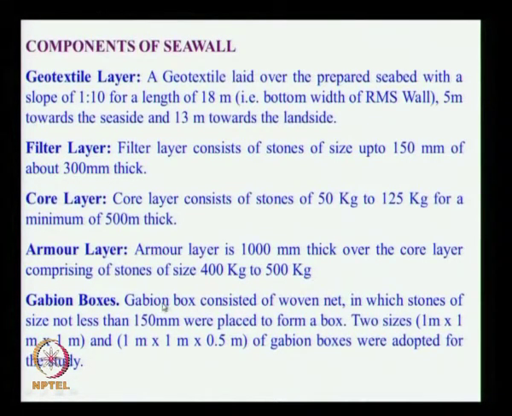Then we have provided Gabion boxes, 2 sizes, 1 by 1 by 1 on top and 1 by 1 by 0.5 on bottom. You can put 1 by 1 by 1 also at the bottom, but since the core layer is 500 thick, we have used 500 mm Gabion box to retain the core layer, and since the armor layer is 1 meter thick, we have used a 1 meter thick Gabion box to protect the armor layer, right. Suppose the core layer thickness is more, you can go in for a bigger size also.